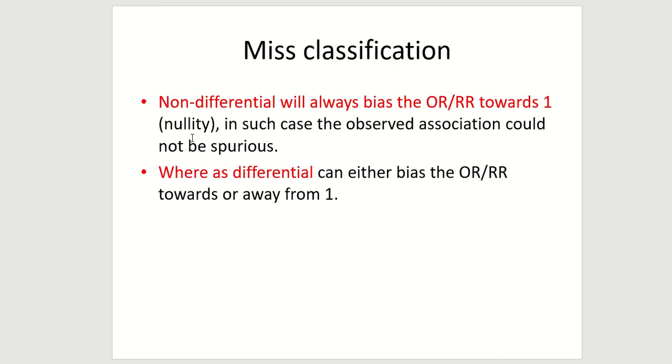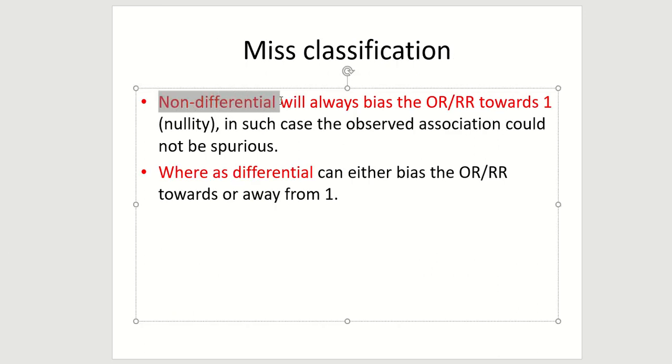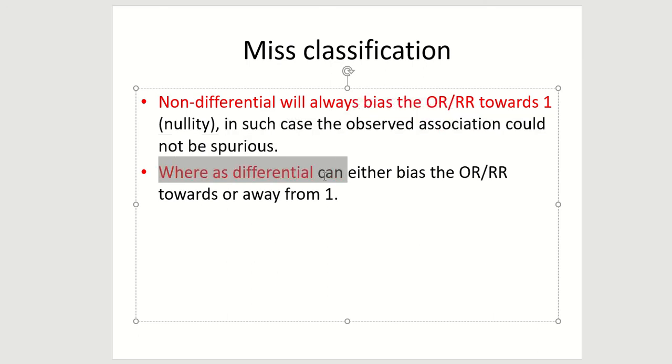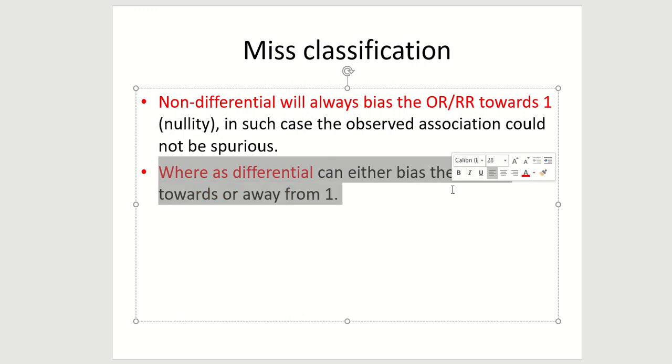This would have a different impact on your measures of association. Non-differential misclassification will always bias the odds ratio or the relative risk towards 1. In such a case, the observed association could not be spurious. Whereas in the case of differential misclassification, it can bias the odds ratio or relative risk either towards or away from the null.